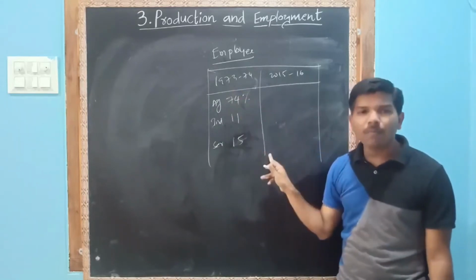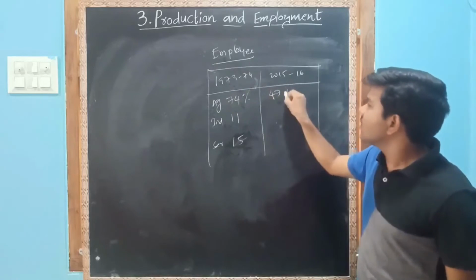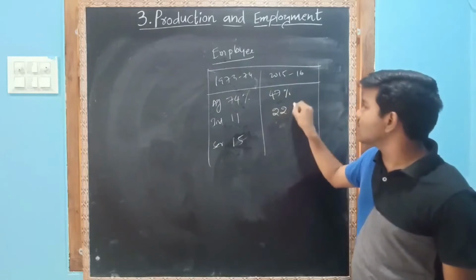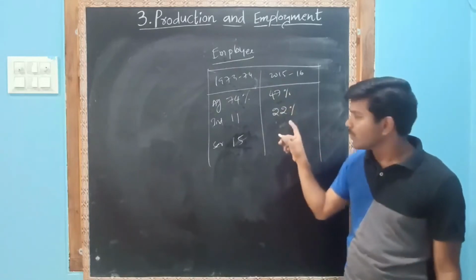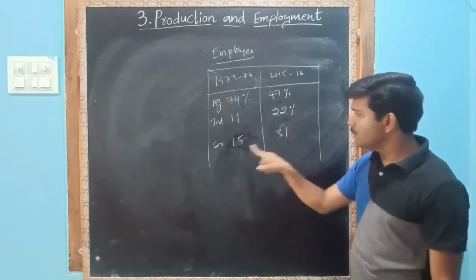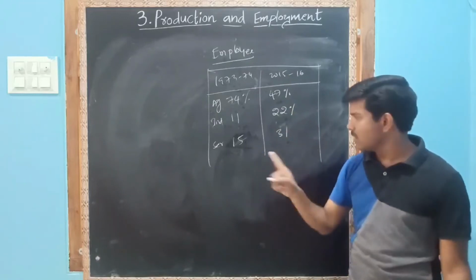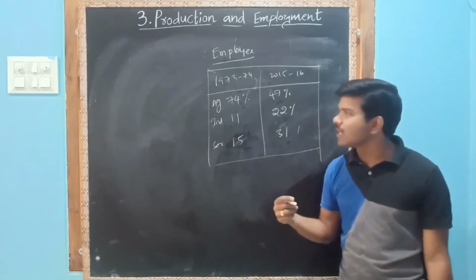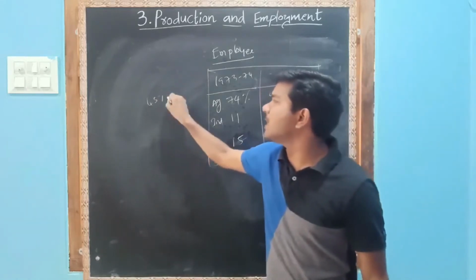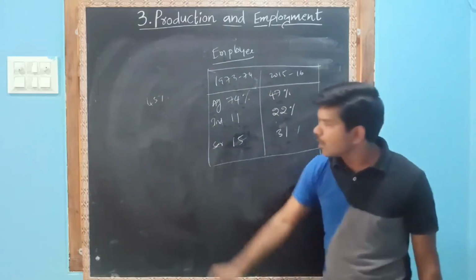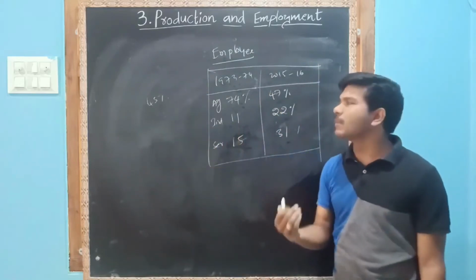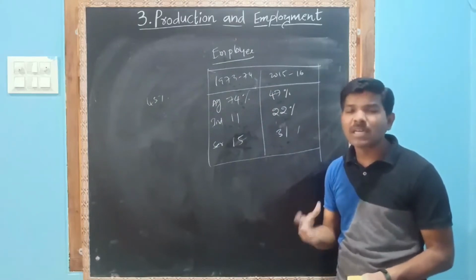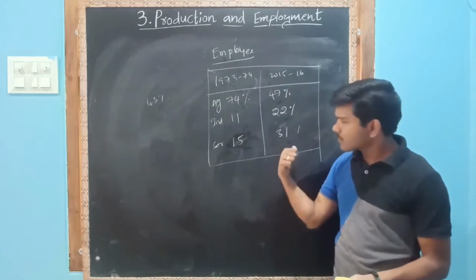But now it is reversed. 47% of the people depend upon agriculture. Industries, 22%, and service sector 31%, nearly double. Previously we learned that we got 43% of the GDP from agriculture in 1973, but now we are getting only 19% of GDP from agriculture. Most of the GDP we are getting from the service sector.